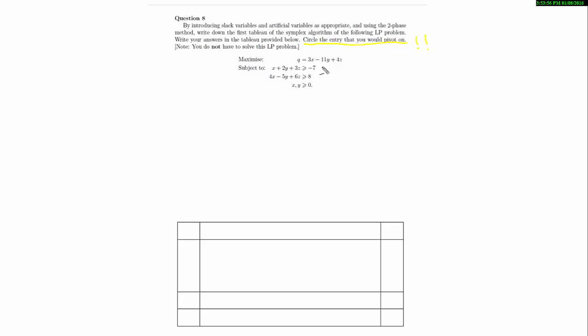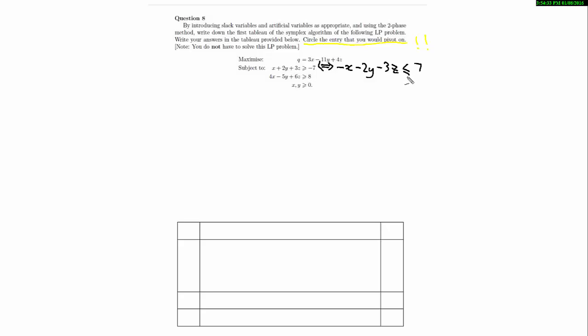Okay, so the first condition we need to satisfy is that we need these numbers on the right hand side to be non-negative numbers. So in this case, we need to fix up the first constraint that we're given, and we do that by multiplying this inequality by -1. So that gives us minus x minus 2y minus 3z is less than or equal to, note the sign swap, 7. Okay, so we've satisfied that first condition, that we have non-negative numbers here.